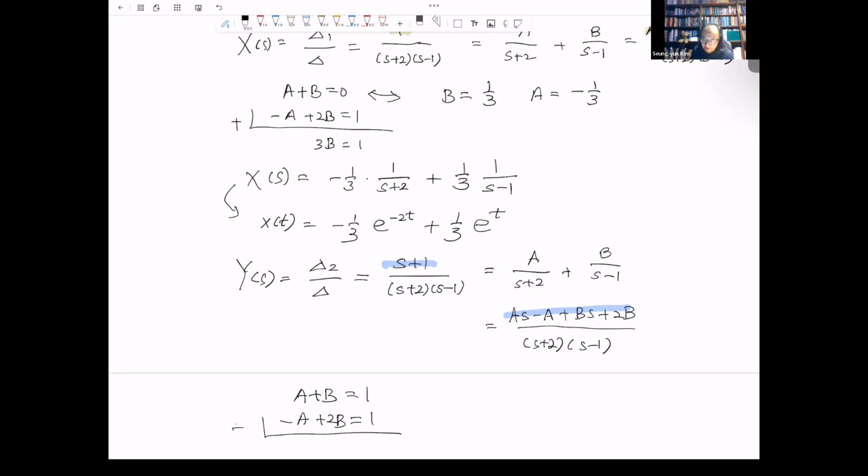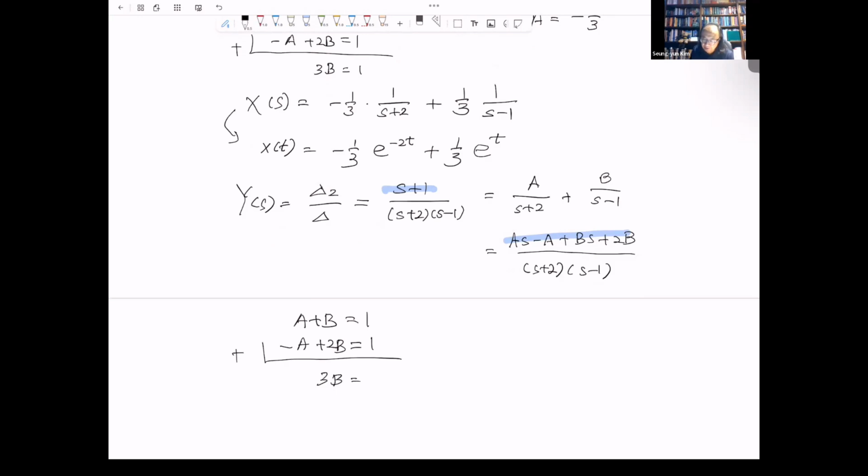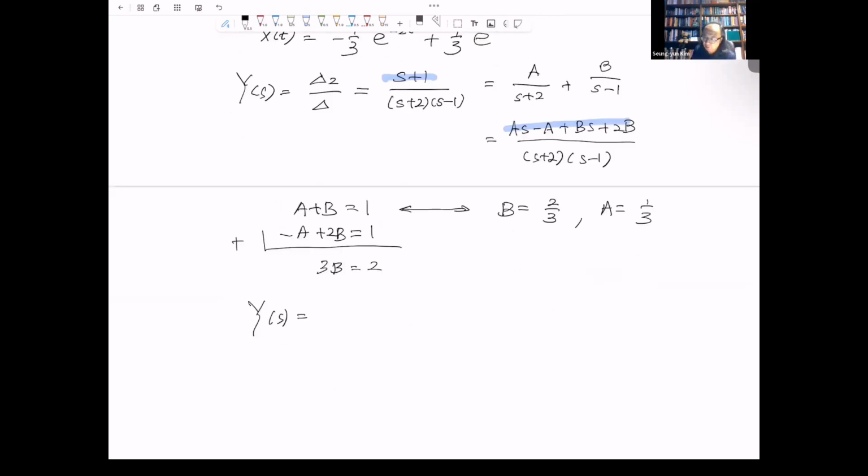And we're going to add: 3B equals 2. B equals 2/3. That means A has to be 1/3, because adding them up must give 1. Y of s equals A, 1/3, times 1 over (s plus 2), plus B, 2/3, times 1 over (s minus 1).